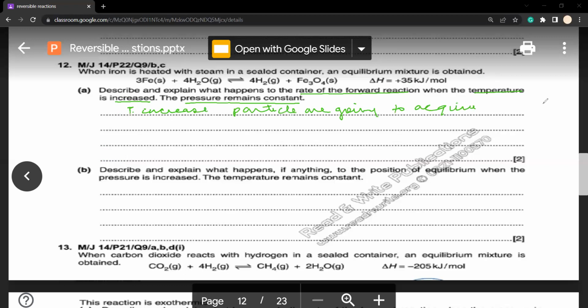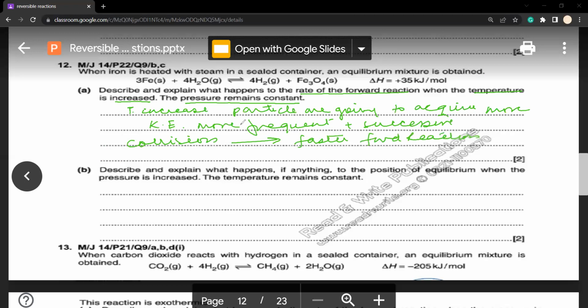acquire more kinetic energy, which leads to more frequent and successive collisions, leading to faster forward reaction. So you have given the explanation of what happens when you increase the temperature: the kinetic energy acquired by the particles increases, which leads to frequent and successive collisions, which is going to make the forward reaction go at a faster pace.